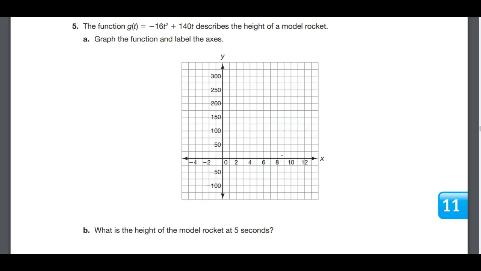I can check. I'm going to change my window settings here. So I'll go Menu, 4 for Window/Zoom, and 1 for Window Settings. And I'm just going to use these settings here. So I'll go from -4 out to 12 on my x-axis, so -4 and tab down to 12. And my y-axis goes from -100 up to 350. So -100 to 350, enter, and I can see now I've got something that goes through 0 and comes down over here, and it looks like it peaks somewhere around 300.